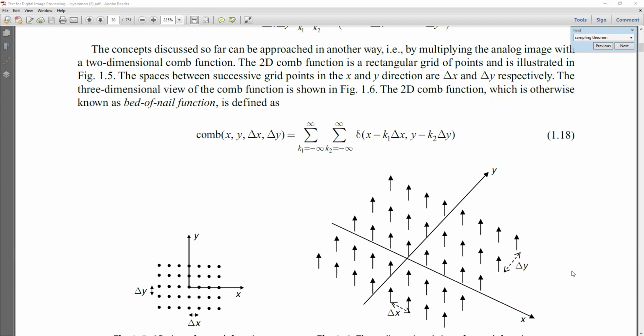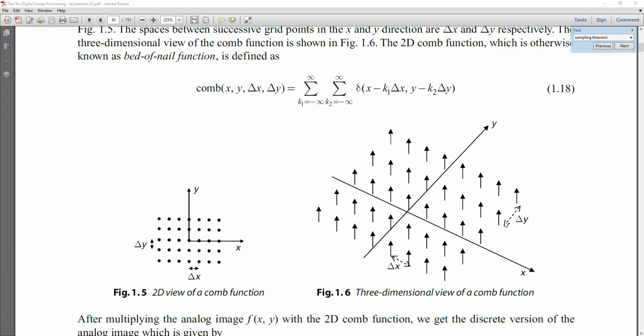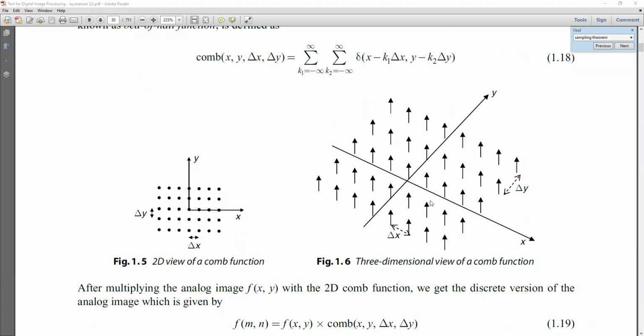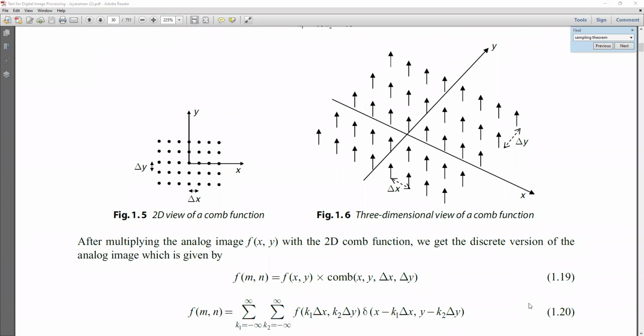So whenever you are asked about the theory of 2D sampling, you have to mention this comb function, write this equation, and draw this diagram. Now you have to add the image also to this comb function. Then multiply this comb function with the image function.